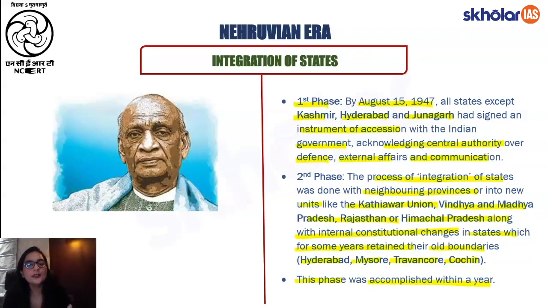यानी कि स्टूडेंट्स ये दो फेज अगर हम ध्यान से देखते हैं तो इसमें पहले फेज के अंदर ऑलमोस्ट सारे प्रिंसली स्टेट्स अपने आप ही इंडियन डोमिनियन को ज्वाइन करने आ गए थे, लेकिन कुछ एक्सेप्शन थे, दैट इज कश्मीर, हैदराबाद एंड जूनागढ़, जो भी कुछ समय के बाद में इंडियन डोमिनियन के अंदर आ गए थे. सेकेंड फेज स्टूडेंट्स, उसके अंदर इंटीग्रेशन ऑफ स्टेट हुआ, जिसमें नेबरिंग प्रोविंसेस और नए यूनिट्स बने, जैसे कि काठियावाड़ यूनियन, विंध्या एंड मध्य प्रदेश, राजस्थान एटसेट्रा, और कुछ पुराने स्टेट्स थे जिन्होंने कुछ समय के लिए अपनी ओल्ड बाउंड्रीज को रिटेन रखा, जो कि आगे जाके चेंज हो गई थी, और इसके एग्जाम्पल्स थे हैदराबाद, मैसूर, त्रावणकोर, कोचीन एटसेट्रा.